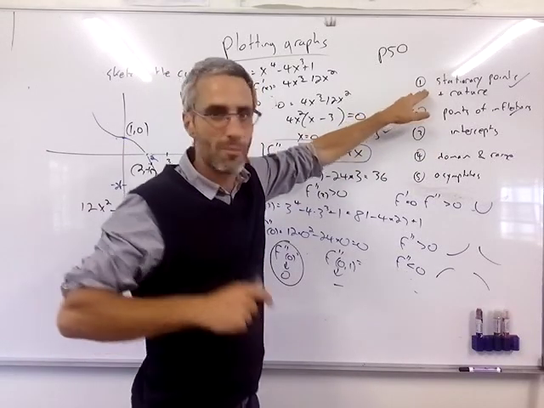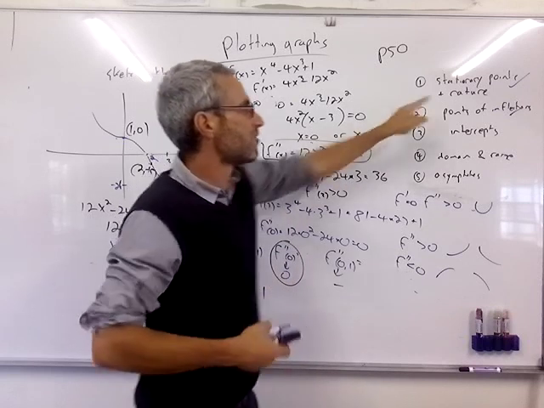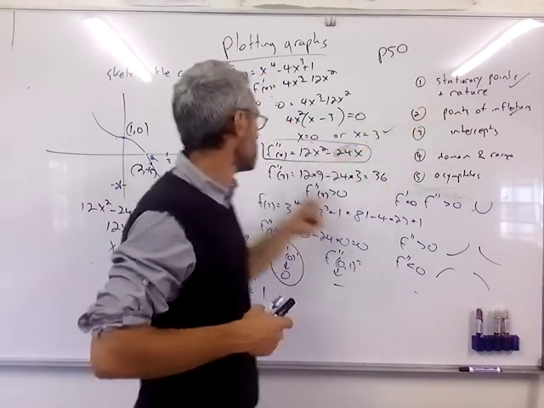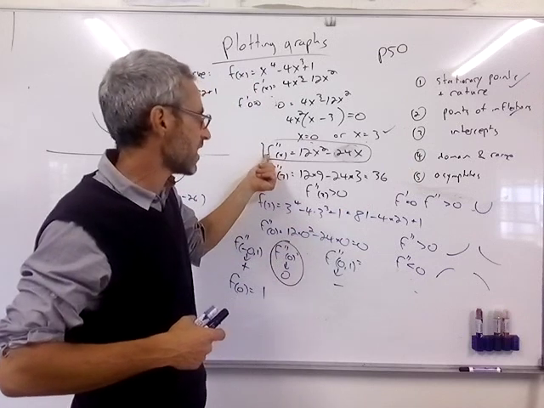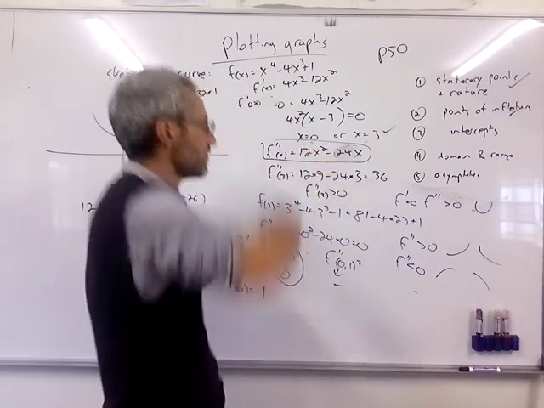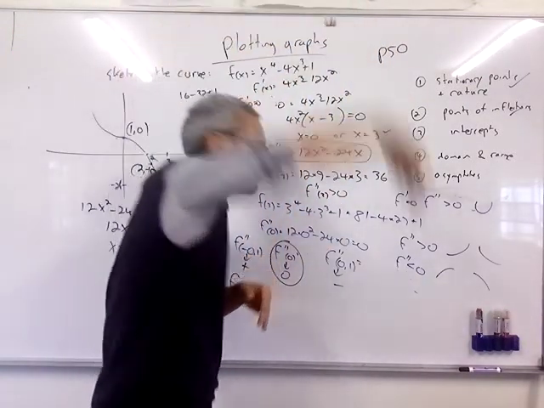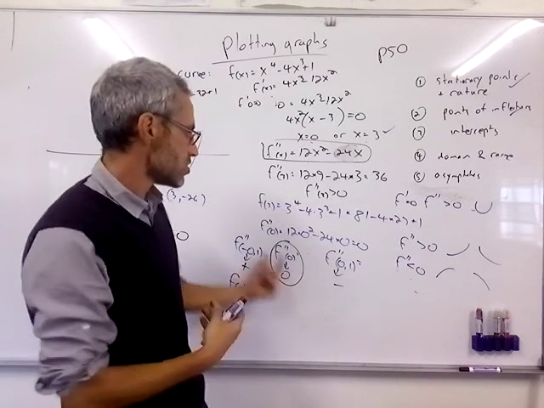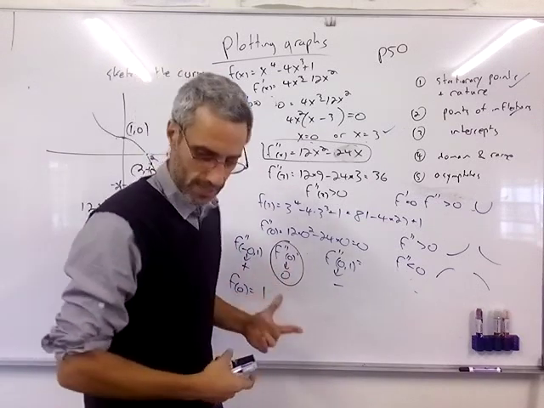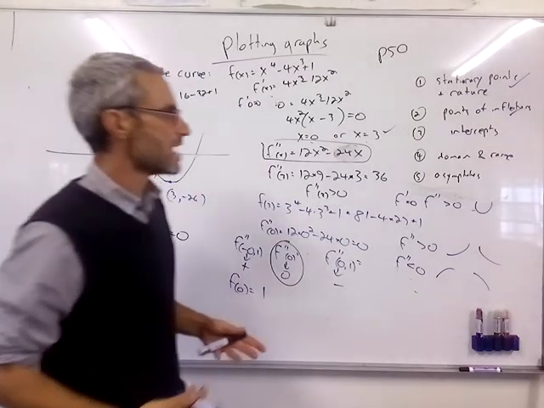Stationary points you find by finding the first derivative and equating it to 0. To find their nature, whether it's a minimum, maximum, or point of inflection, you need to find the second derivative. Substitute the x of the stationary point. If it's positive, it will be a minimum. If it's negative, it will be a maximum. If it's 0, you need to investigate. It could be a point of inflection. Then you find the intercept.